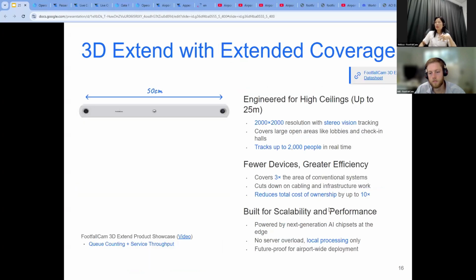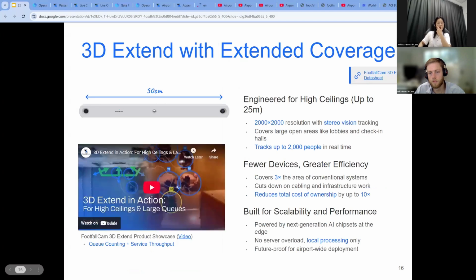It's built for scale, for performance, and for sustainability. Now, the next one is the Extend. In many modern airports, especially around the check-in halls, the lobbies, the departure area, we often face the challenge of very high ceilings, sometimes reaching up to 25 meters. This is where the traditional sensor simply can't cope at those heights. But our 3D Extend is specifically engineered to solve that problem.